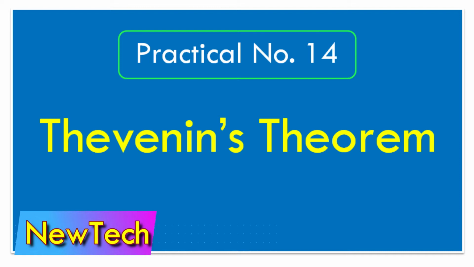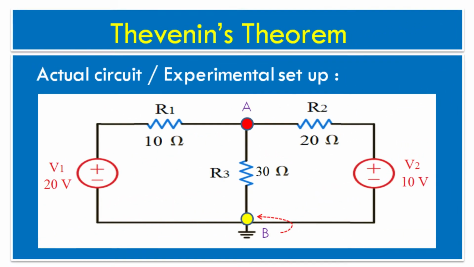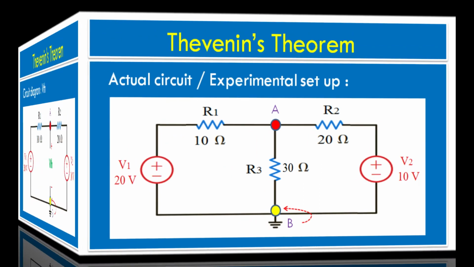In this video, we are going to perform the practical of Thevenin's theorem using Multisim software. Let's understand the actual circuit used in the experimental setup for Thevenin's theorem. See the circuit diagram. We have selected three resistors R1, R2 and R3, with R3 as the load resistor, of 10 ohm, 20 ohm and 30 ohm respectively, with two DC sources V1 and V2.